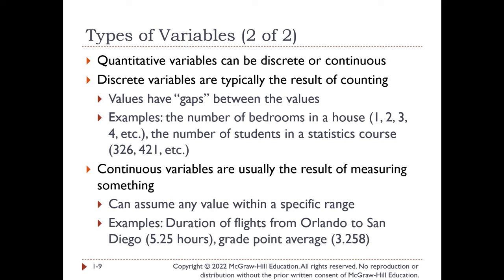But with continuous, we're looking at specific ranges. So, duration of flights from Orlando to San Diego, 5.25 hours. Grade point average, 3.258. They are going to have very specific ranges. So it can be any of those values. Not really gaps in between.